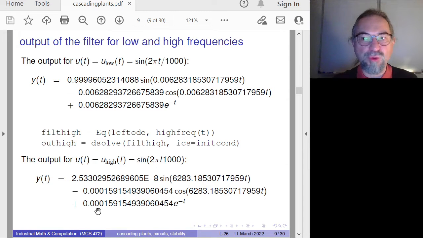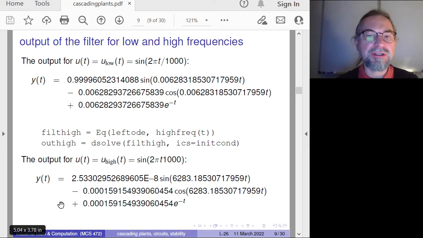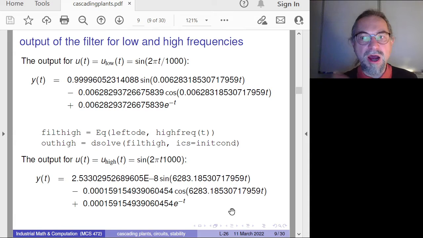So we will see this ordinary differential equation as a formulation of a filter. If we solve this ordinary differential equation, we actually get something that is very, very small. So our high frequency signal has disappeared.